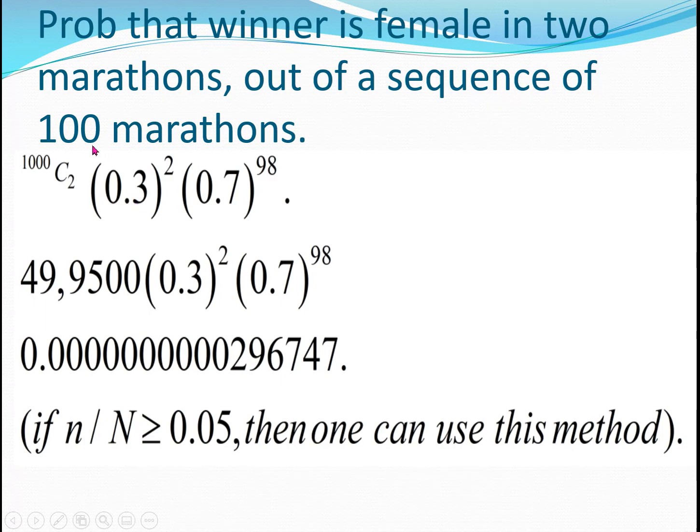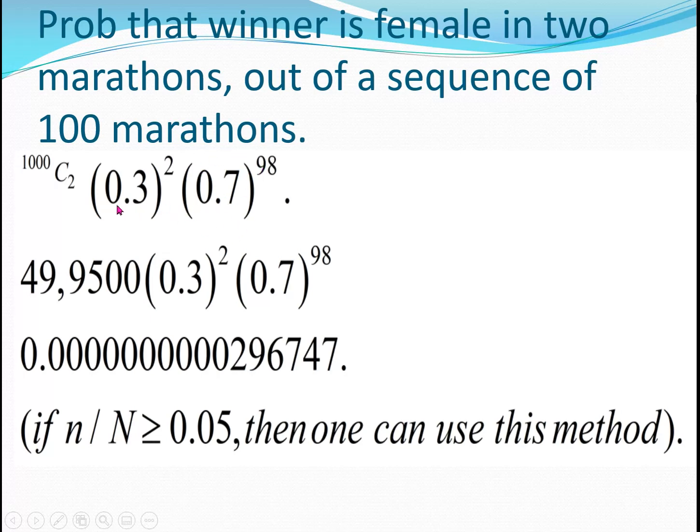And when can I make this assumption? When the population is very large. So you know that the formula for binomial distribution is total slots combination you are picking. So we have 1000 total slots, out of which we want to fill 2 slots with female, that is, in 2 marathons a female is winning. So probability of a female winner raised to the power 2, whereas the total is 100, so the remaining 98 are won by a male.